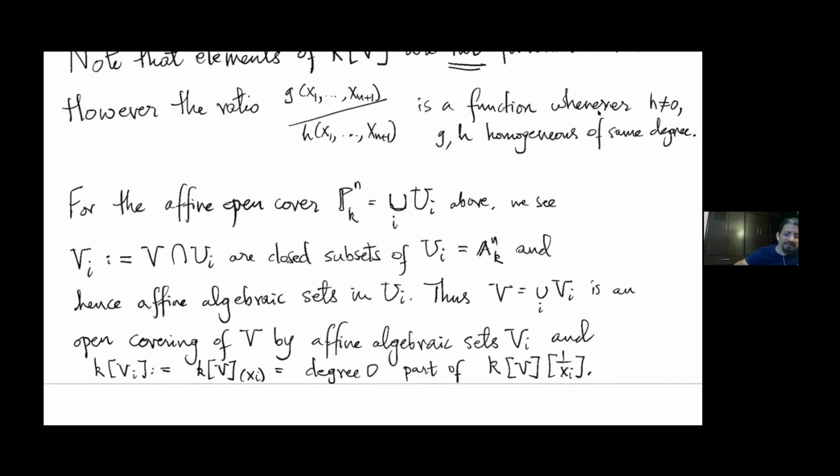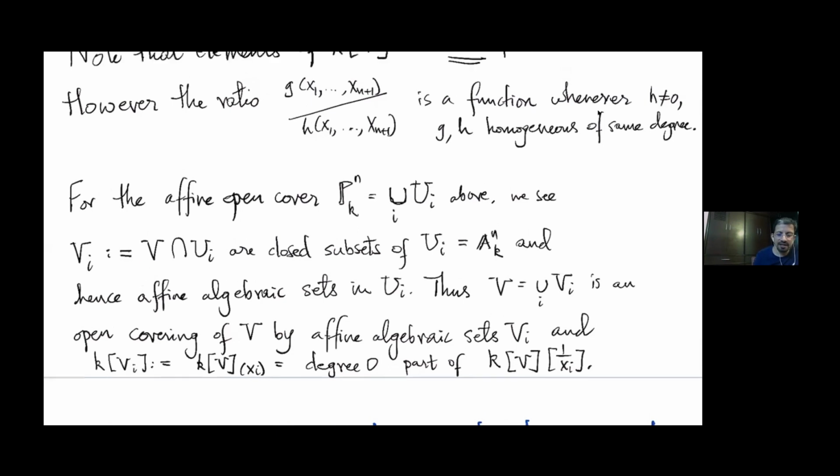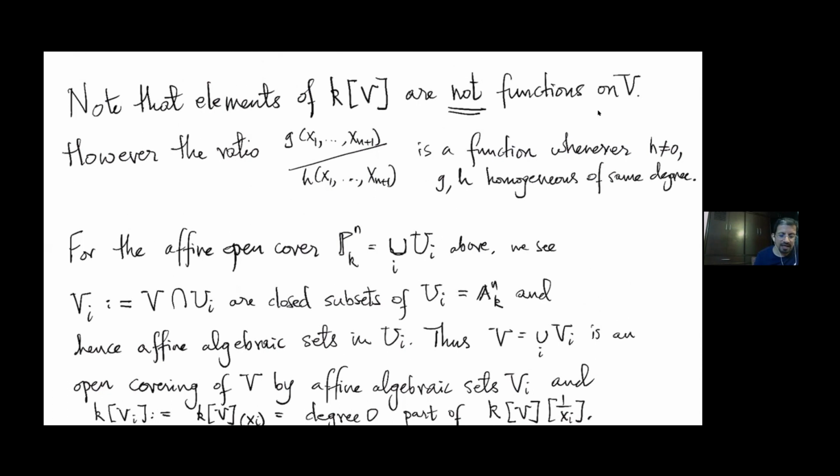So for the affine open cover, we gave an affine open cover for projective space just now by insisting that the ith coordinate is not 0. If you look at this affine open cover of P^n over K, you can intersect it with any projective algebraic set defined here. Instead of P^n over K, I'm now looking at a smaller algebraic set V, and I intersect it with this affine cover. Then what I get is a covering of V by the Vi.